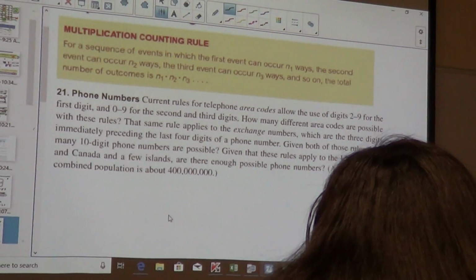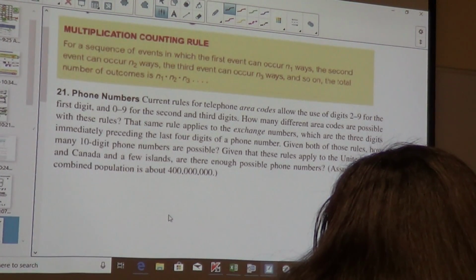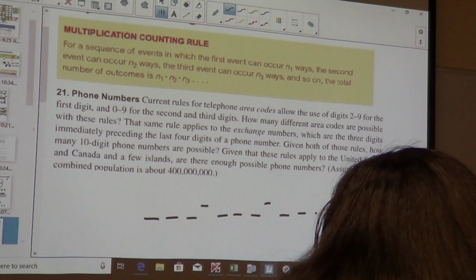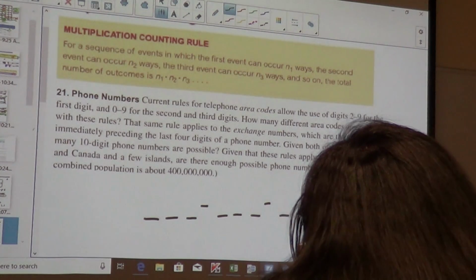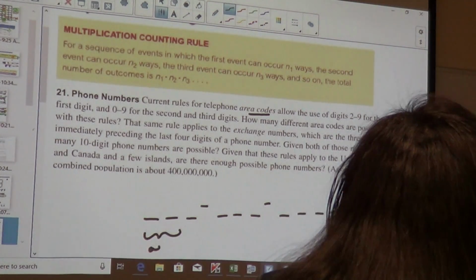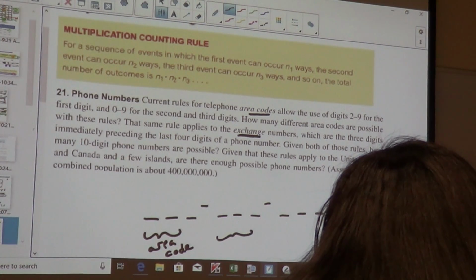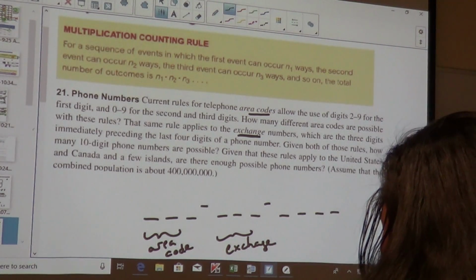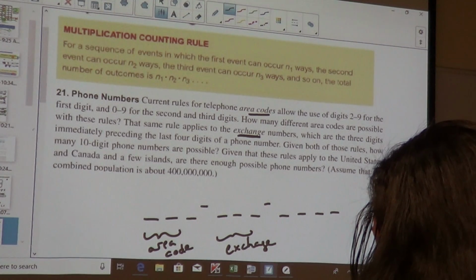This one's talking about area codes. So when you have a phone number, we have like 843-319 dash blah, blah, blah, blah, right? So it says area code, so this would be called the area code. And then this is called the exchange, the 319, whatever you want to call it. And then you've got the last four numbers.